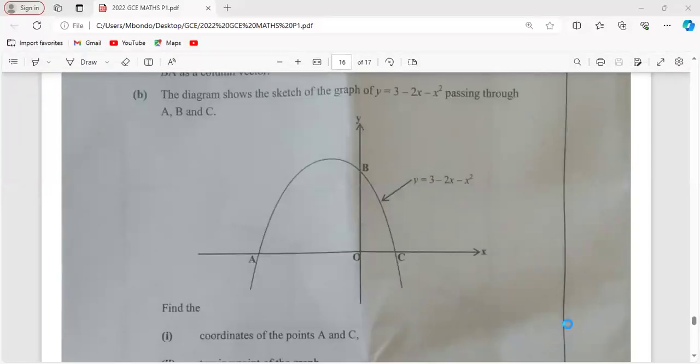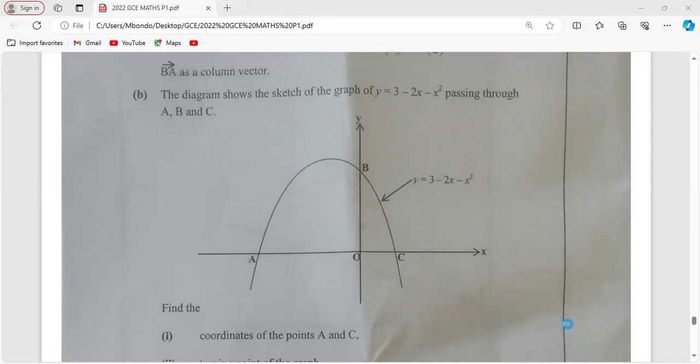Welcome, ladies and gentlemen, to this particular question that has been extracted from the Examinations Council of Zambia School Certificate Exam. That is O-level mathematics.